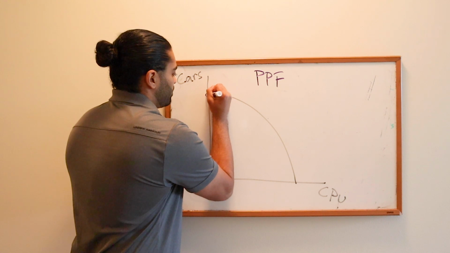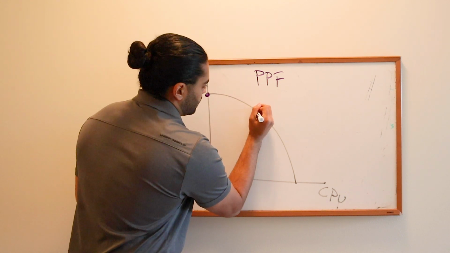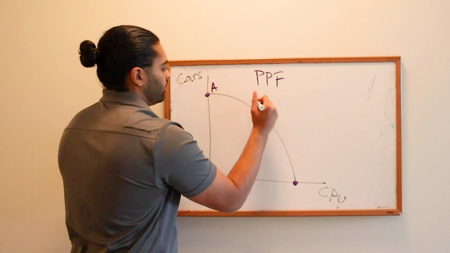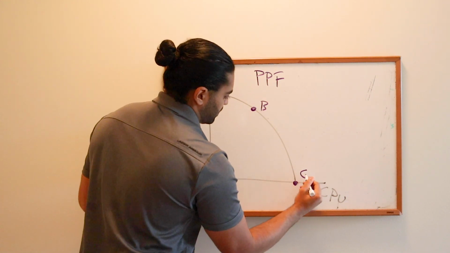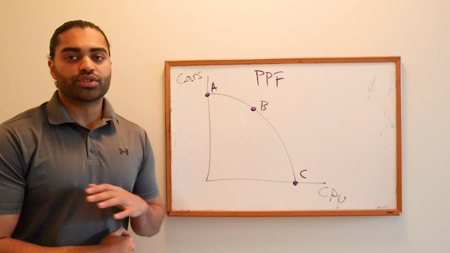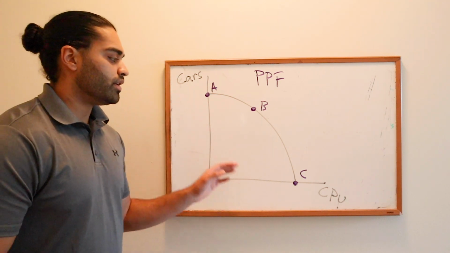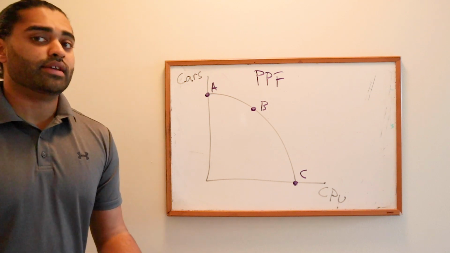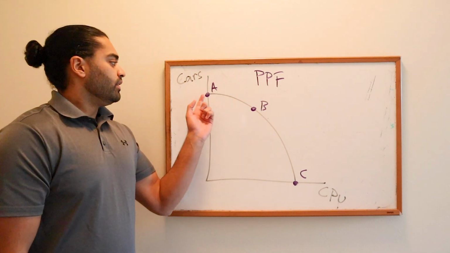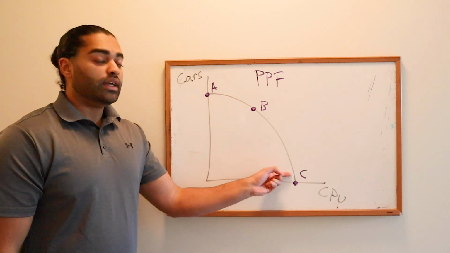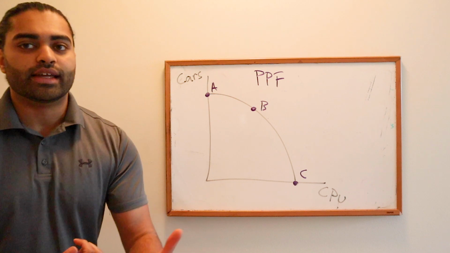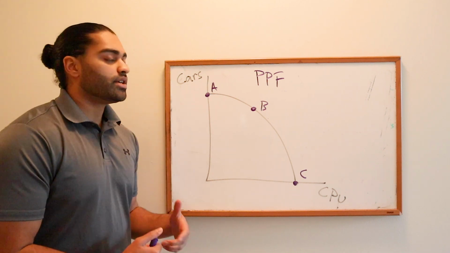You can produce at this point, or this point. We'll call this point A, we'll call this point B, we'll call this point C. So at point A, we're producing only cars. Only cars, zero computers. Now, is this efficient? Yes or no? Based on this PPF, any point that is along the curve is efficient. Again, it's that country's choice or that entity's choice to produce only cars.